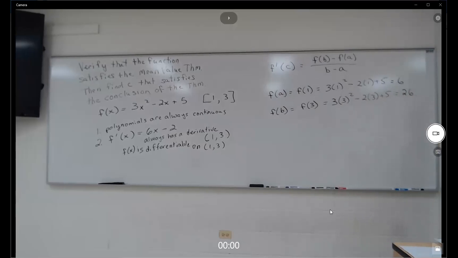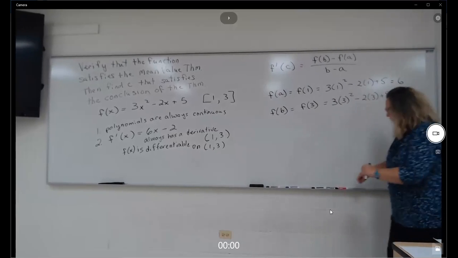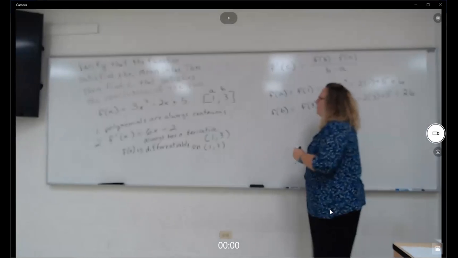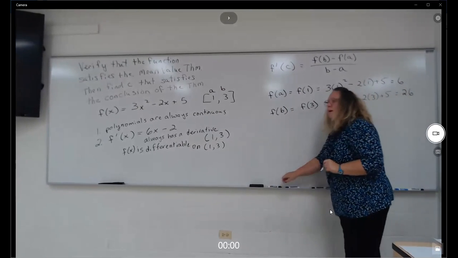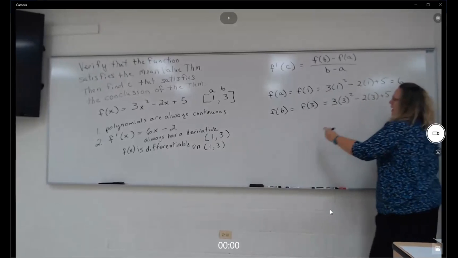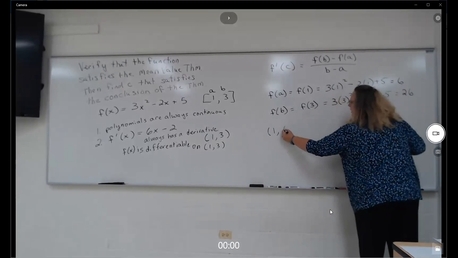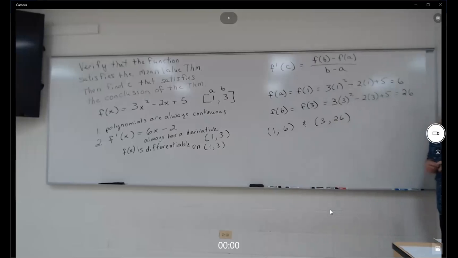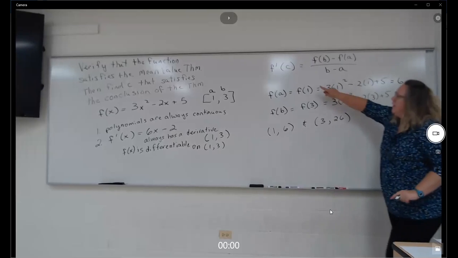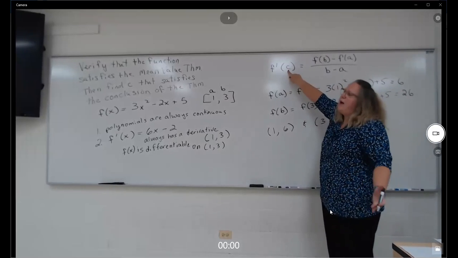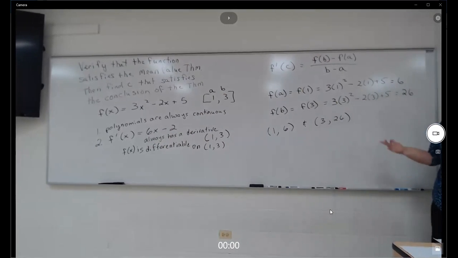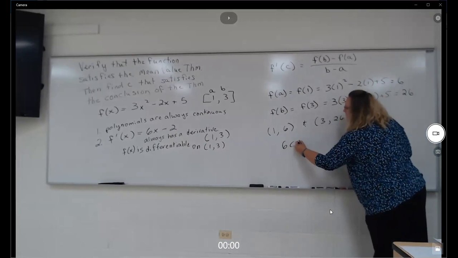Okay, so now we can write it like that, and we can just go to our formula if we want. This is a and this is b. Or we could also write it as 1, 6 and 3, 26. And so then we plug it in. The derivative, we could do x or we could do c. So the derivative is 6x minus 2. We can write it as 6x minus 2 or as 6c minus 2, either one.